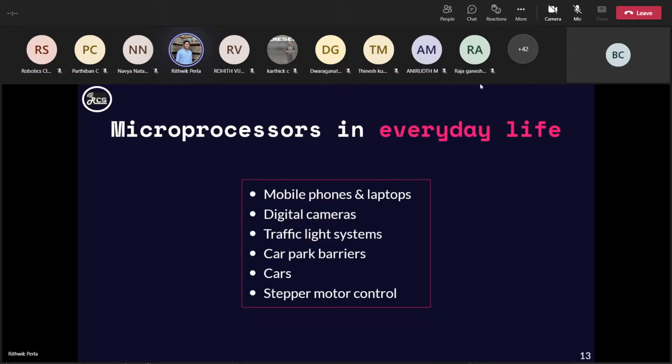Very simple, guys. A traffic light system is nothing but three lights glowing red, orange, and green. According to the time you set as an input, the light will glow. So the same microprocessors are used in it too.